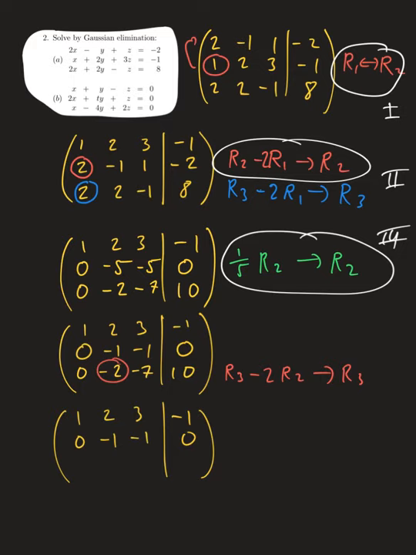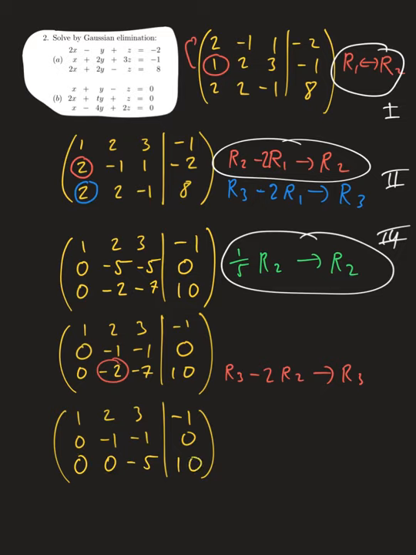And in my last row, I have 0 minus 2 times 0 over here, still 0. I have minus 2 times minus 1, which is minus 2 plus 2 is 0, as I wanted. I have minus 7 minus 2 times minus 1. That's minus 7 plus 2 is minus 5. And finally, I have 10 minus 2 times 0, which is still just 10.